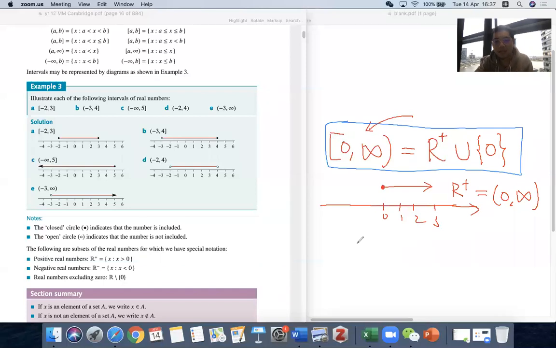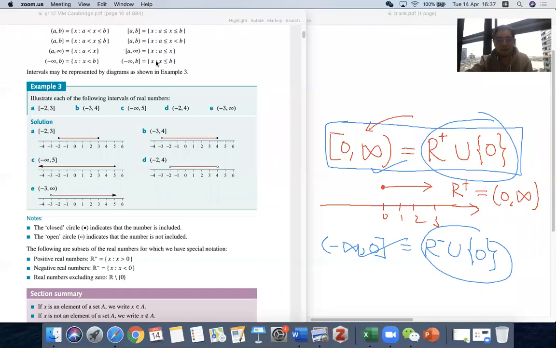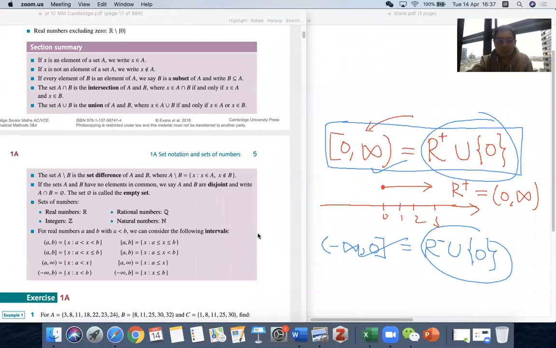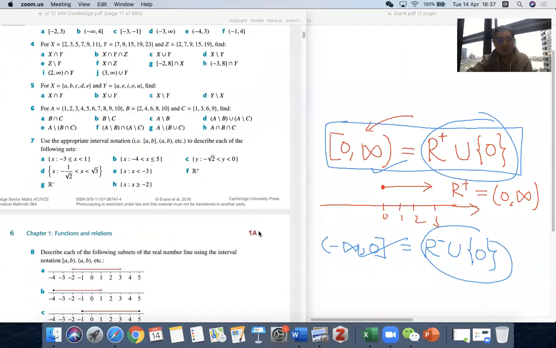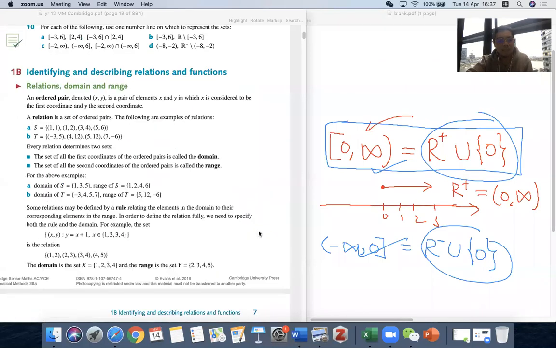So same thing. If I want negative infinity to 0 with a square bracket, we can write it as R negative union 0. Okay, make sure you guys know this one. Otherwise, I'm suggesting that in the final exam or in your SAC, you still use interval notation, okay, instead of these two. Okay, hopefully that makes sense. And let's keep going. This is all the information for 1A. And let's move on to 1B.